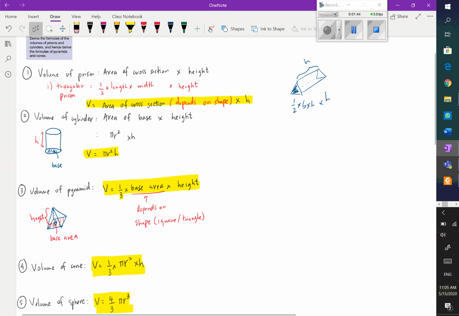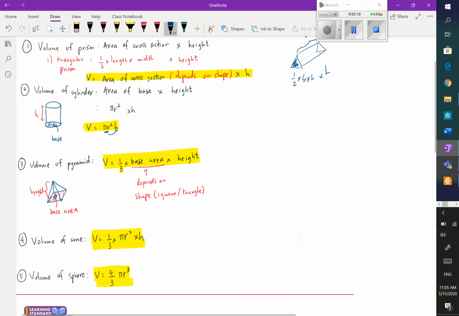Next, if you have a cylinder, what is the volume of cylinder? So the formula adalah volume of cylinder equals to pi multiplied by r square multiplied by h. So refer kepada picture cylinder ni. So base awak adalah bentuknya circle. So pi r square, the area multiplied by h, tinggi of your cylinder.